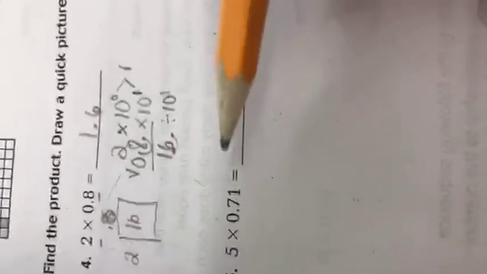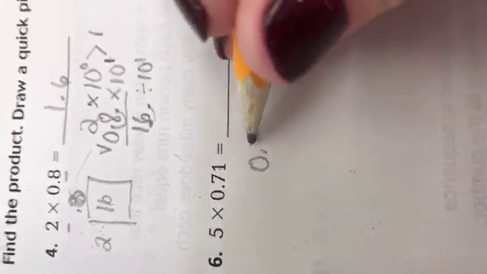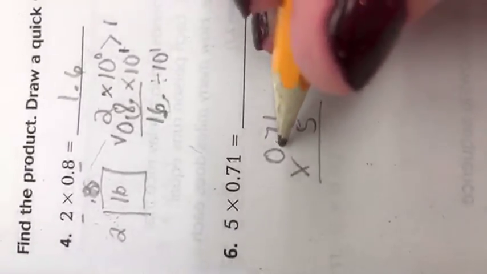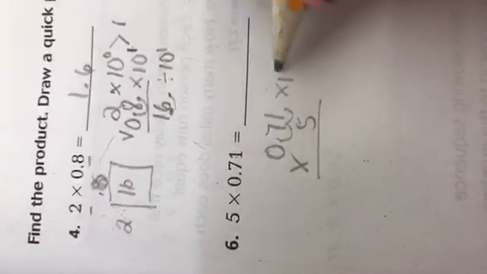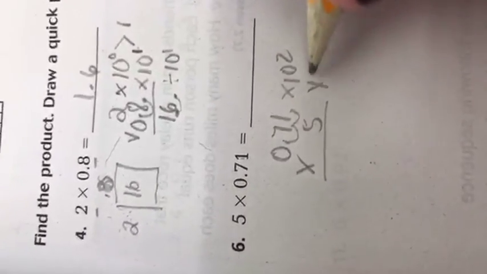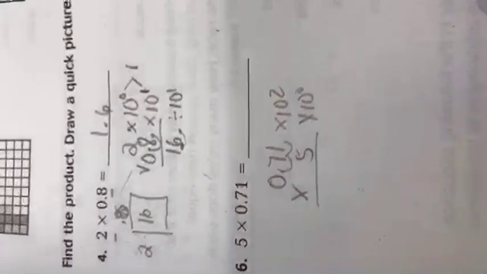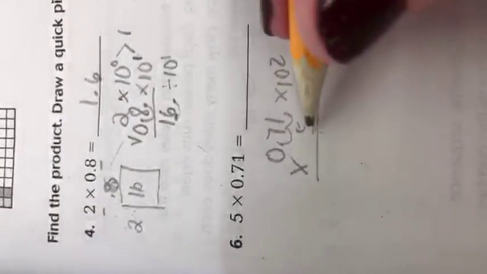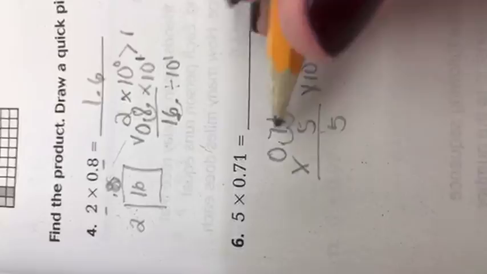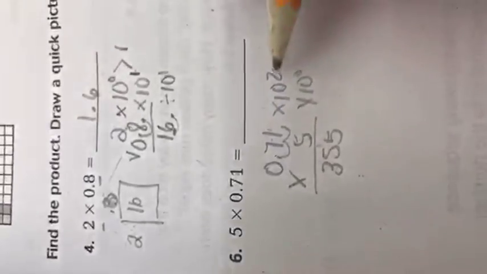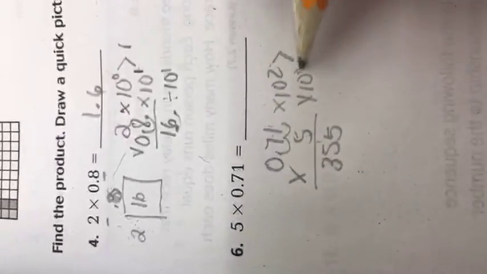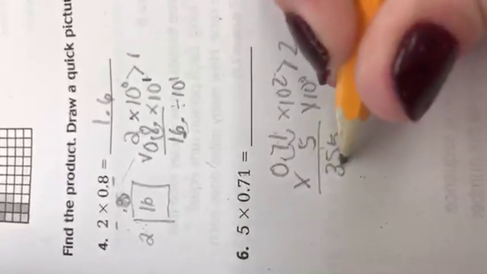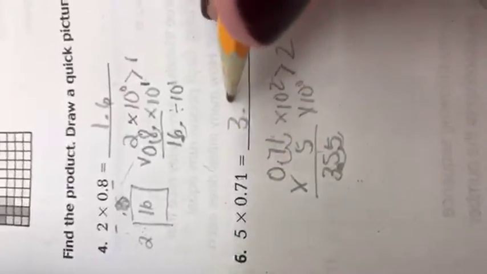So same thing here. When you're placing it, you're just going to multiply it like a regular number. 71 hundredths times 5. Here, this would be 10 to the power of 2. This, I don't need to move a decimal, so it's just 10 to the power of 0. And when you multiply 71 times 5, you get 5 times 1 is 5, 5 times 7 is 35. And you're going to move your decimal over a total of 0 plus 2 times. 1, 2. You've got your decimal now between the 3 and the 5.